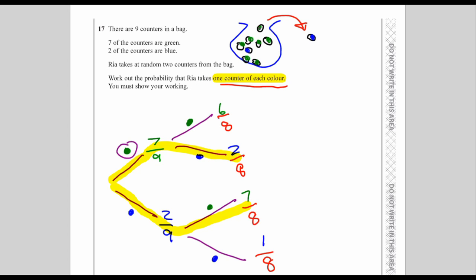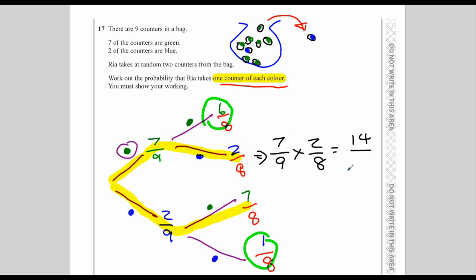In the exam, truth be told, you don't need to even draw these out in this case. Just the ones we're interested in. But it's nice to have a complete picture of what's going on. So green then a blue is 7 over 9 times by 2 over 8. Okay? Because it's this and this. 7 times 2 is 14. 9 times 8 is 72.